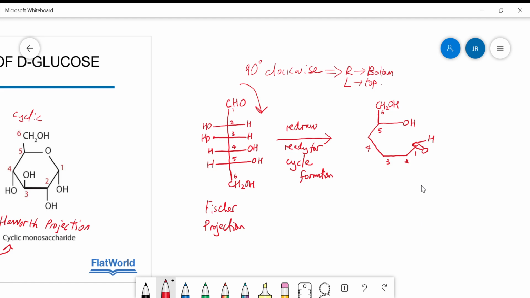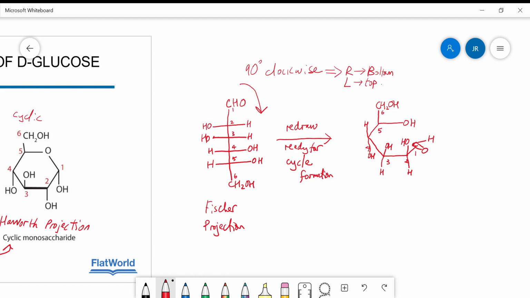So if I've got on carbon 2 a hydrogen on the right, when it tilts 90 degrees clockwise, that becomes bottom. So I have a hydrogen on the bottom. Therefore, I have an OH on the top. Carbon 3, I have a hydrogen on the bottom and an OH on the top. Carbon 4, I have an OH on the bottom and a hydrogen on the top. Okay, so I've got my hydrogens and my OHs in the right location.